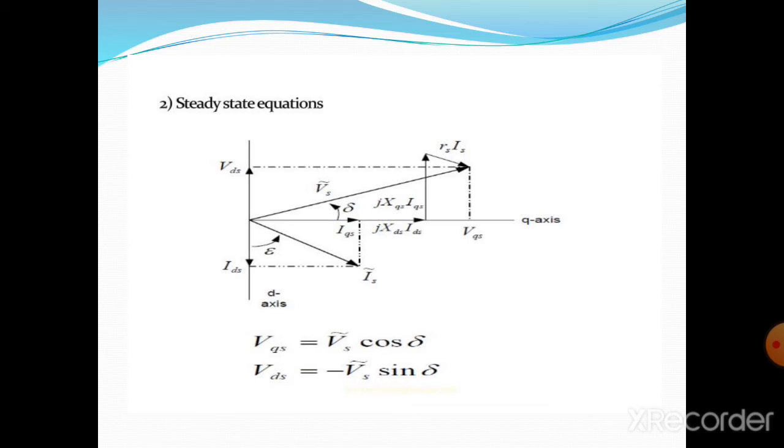In general, it is the angle between Vs and Vf. Vf is on the same axis as the Q axis in the synchronous machine. And also theta is the stator power factor angle. Vf is the excitation or speed EMF. The Vf is placed along the Q axis.